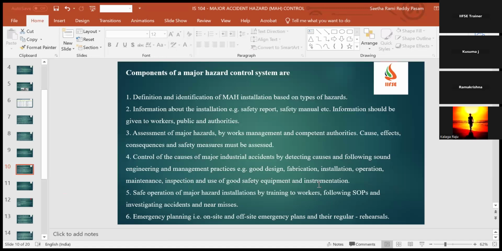Then safe operation of major hazard installations by training workers, following SOPs, and also investigating accidents and near misses. This is also one. We should have safe operation of major accident installations and training for the workers. So we have to train all the workers who are under MAH installations. It does not mean that only MAH installations have to train. No, even non-MAH installations definitely will have a chance of emergency situations at their level.